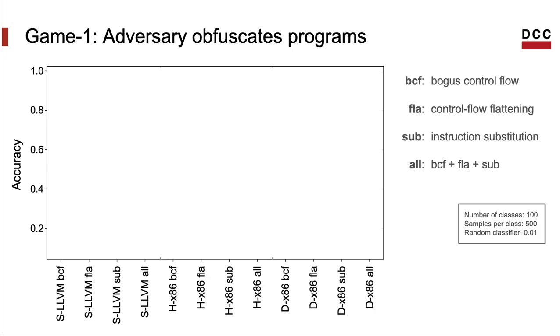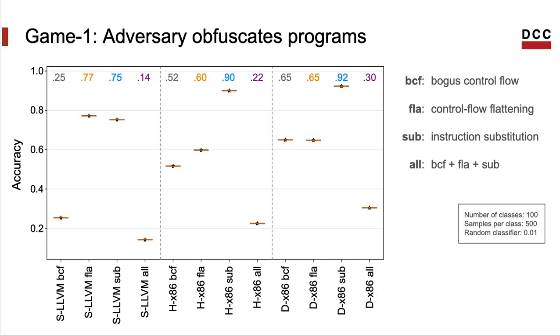In this experiment, we consider three classifiers: the LVM static, the x86 hybrid, and the x86 dynamic. We remove x86 static just to make the presentation shorter. So here we have the LVM static classifier, challenged with four different obfuscation techniques. Here the hybrid classifier, and finally the purely dynamic classifier, again challenged with the different obfuscation techniques that we have. And here we have the results.